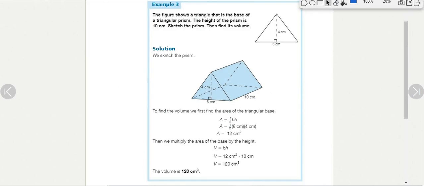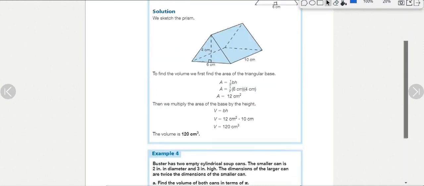Don't be thrown off by these triangles. Remember, we still do base times perpendicular height, even though it's got two sides. That'll still be the answer. You don't want to do 6 times 4. That would be this, and that's adding an extra half there. You don't want that. So just 24 divided by 2 is 12. Use that. Times 10 is 120 centimeters cubed.